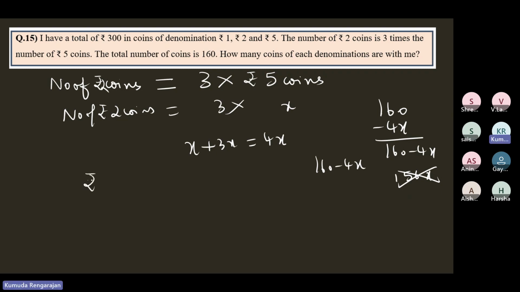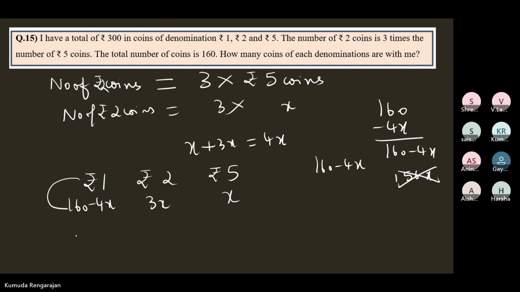So we have 1 rupee coins, 2 rupee coins, and 5 rupee coins. We have 160 minus 4x 1 rupee coins, 3x 2 rupee coins, and x 5 rupee coins. So what's the total value of all the 1 rupee coins? You will have to multiply this. What's the total value of all the 2 rupee coins? Multiply this. What's the total value of all the 5 rupee coins? Multiply this. So you get some answers here. When you add them, their sum will give you the total value of rupees 300.